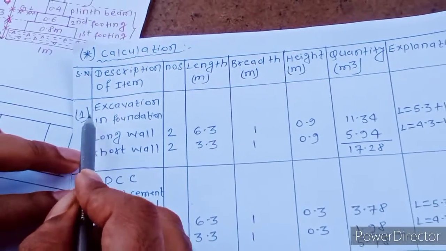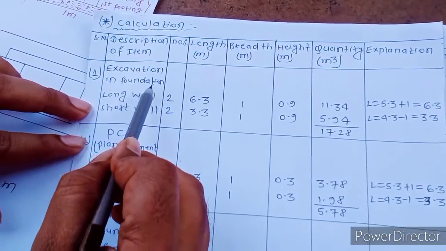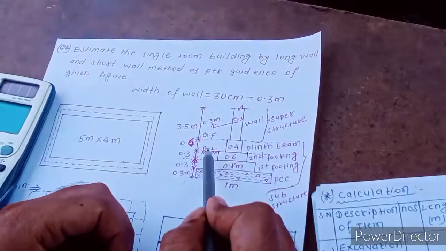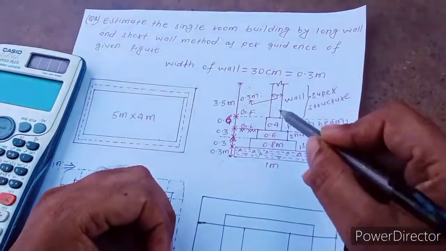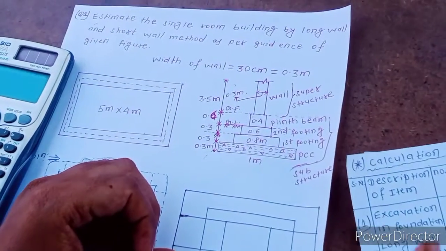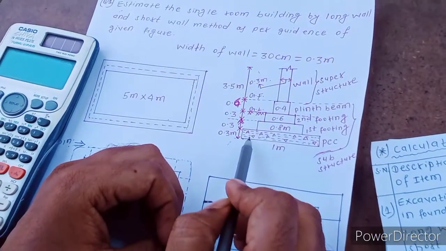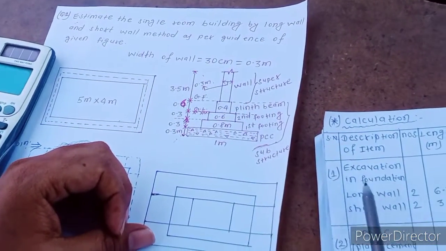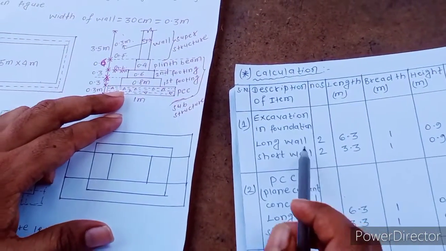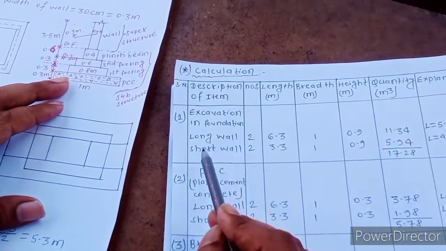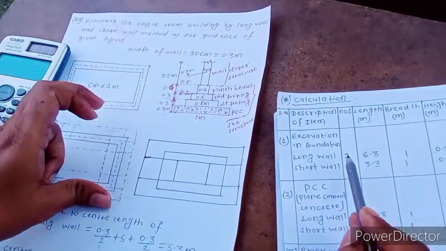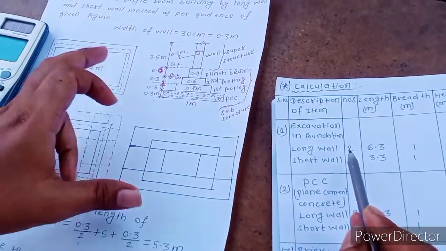First, number 1 is excavation in foundation. Excavation in foundation means total excavation from ground level up to here, below the ground level. This is earthwork; earthwork in excavation is also called excavation in foundation. Foundation means below the ground level. So in this method, there is a long wall and a short wall. The long wall number is 2, because one is this, another is this: 1, 2. And 2 short walls: 1, 2.